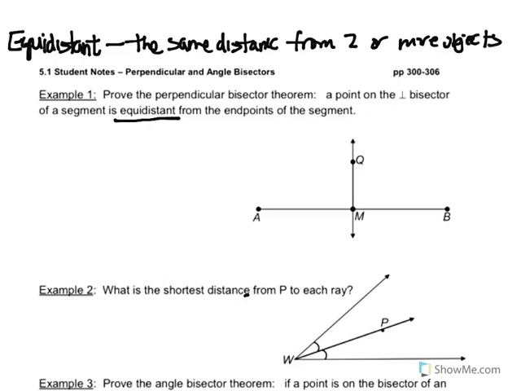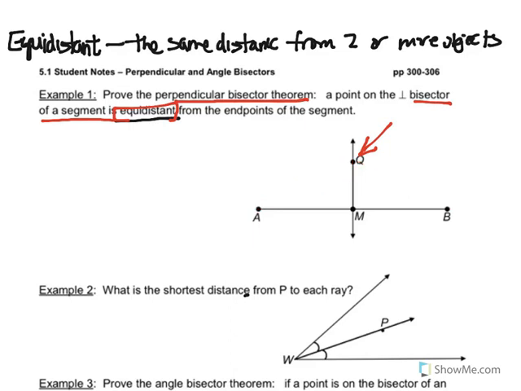Okay, so we're going to start off here by proving the perpendicular bisector theorem. And here's the perpendicular bisector theorem. It says a point on the perpendicular bisector of a line segment is equidistant from the endpoints of the segment. So what we're going to do is prove that this point Q right here is the same distance, because it's on a perpendicular bisector, it's going to be the same distance from A as it is from B. Okay, so in general, that's what we're going to do.